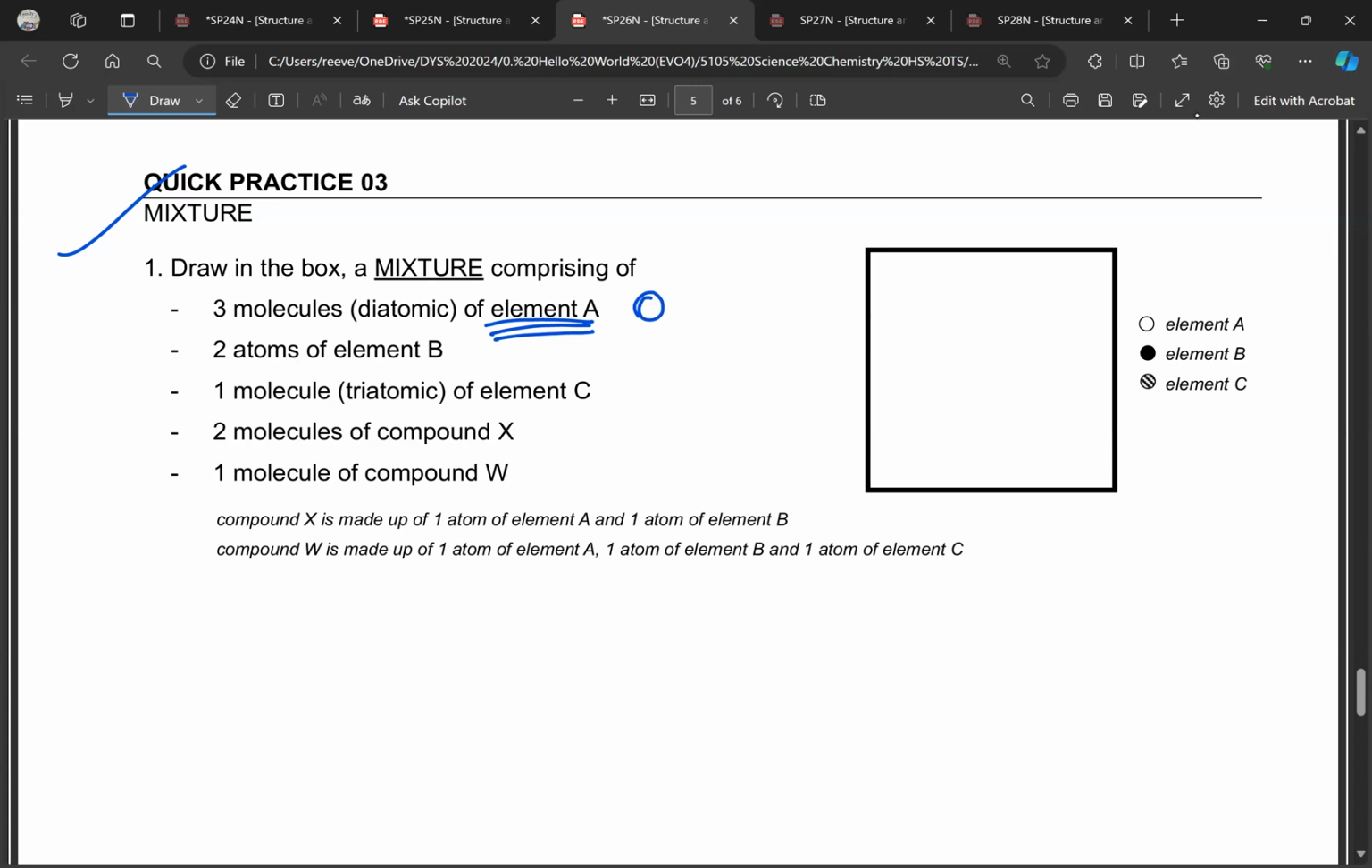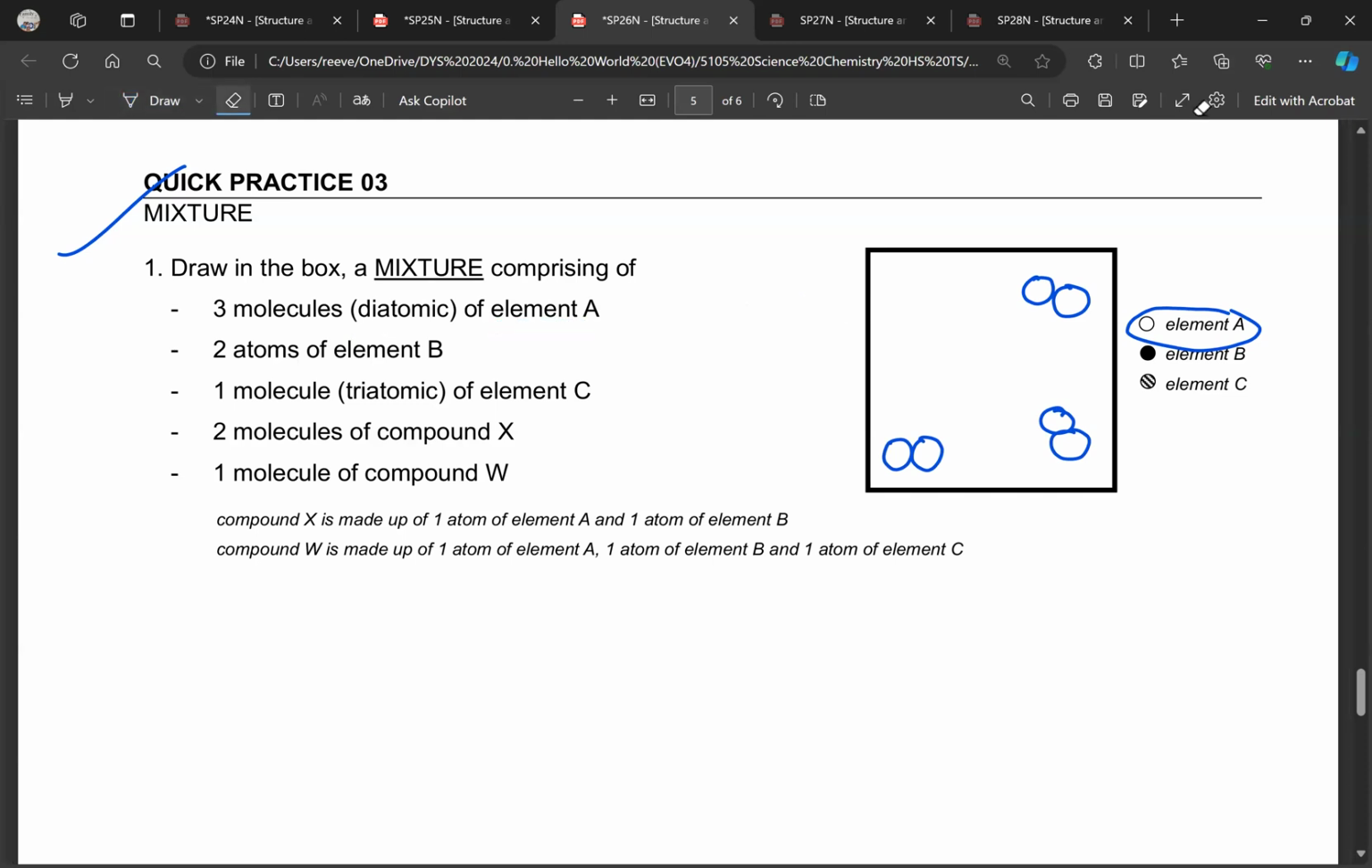Element A is an empty circle. And I want diatomic, so make sure they are joined together. I need 3 of them. 1, 2, 3. So you're going to draw one, draw another one here, draw another one here. Diatomic A, I want element A.